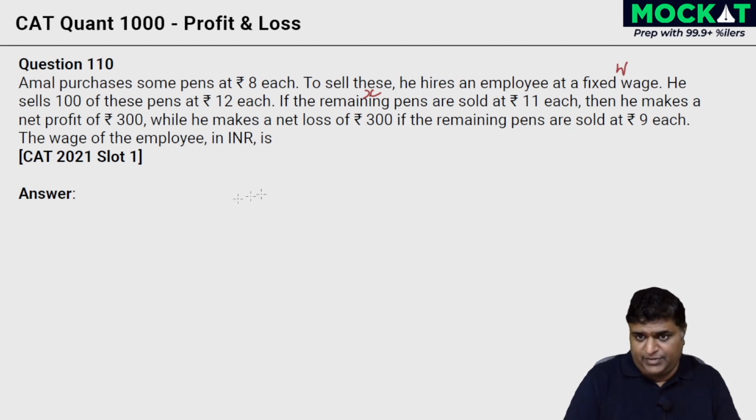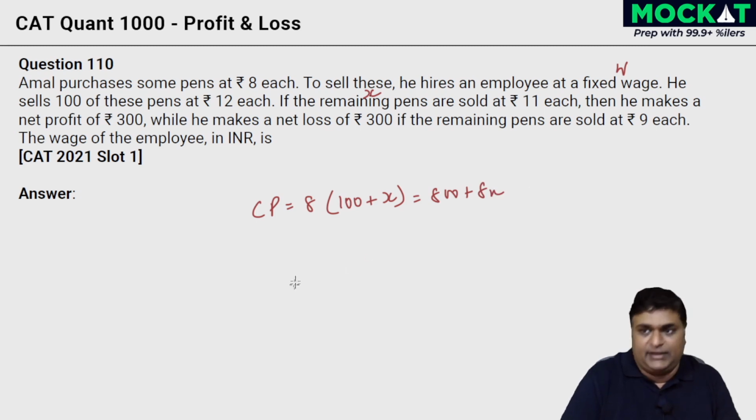So what's the cost price going to be? Cost price is nothing but 8 rupees a pen into the number of pens: 100 pens initially, and then x remaining or additional pens. That comes to 800 plus 8x. Okay. Now what do we have?